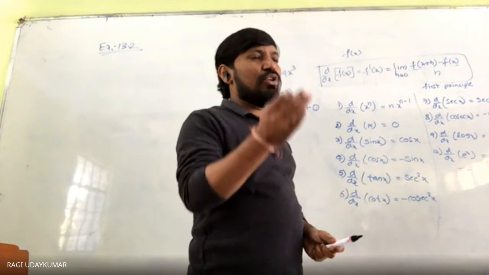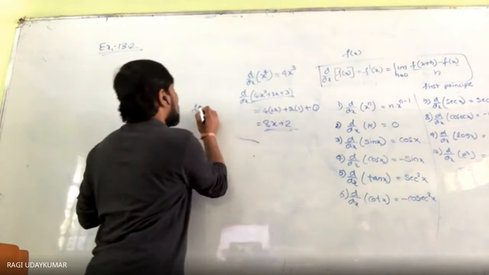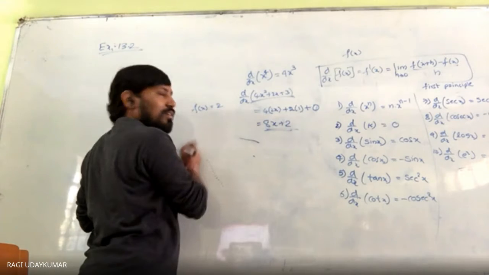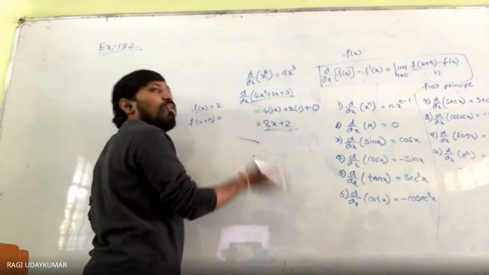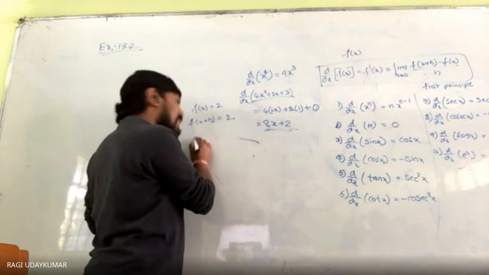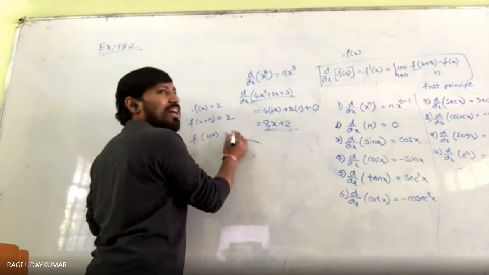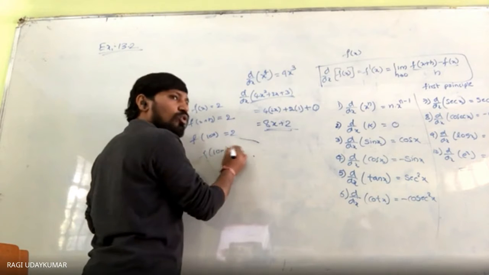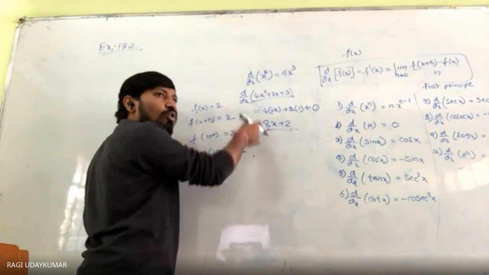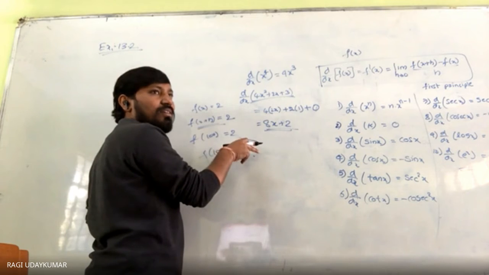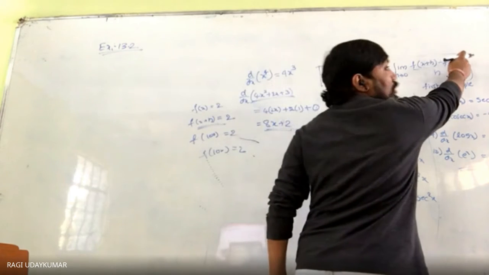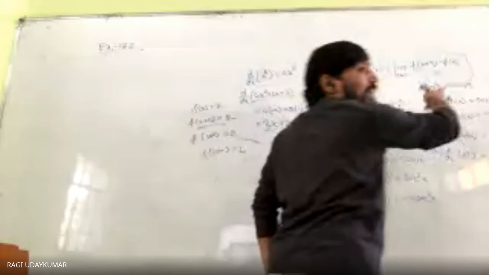Limit h tends to 0. See here, f of x is equals to 2 है. Then f of x plus h क्या होगा? 2 ही होगा ना. ये कांस्टेंट है. आप f of 100 ले लो 2 होगा. f of 1000 ले लो 2 होगा. f of कुछ भी ले लो 2 होगा. तो f of x plus h भी 2 होगा. तो ये 2 है, इधर भी 2 है. 2 minus 2 0. 0 by h.